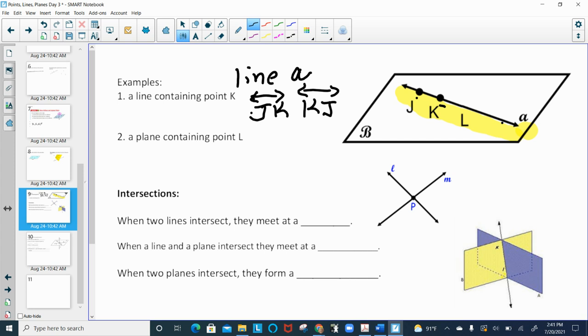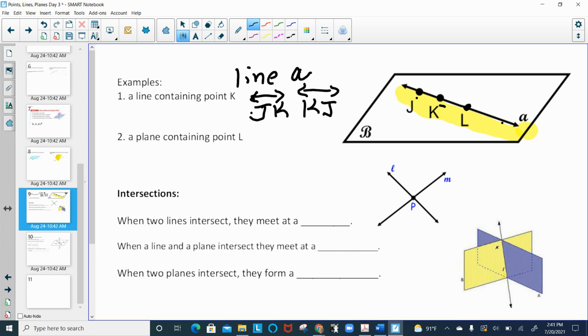Okay. Now, the second one, it says a point containing point L. So this is where I'm kind of led to believe that something's missing here. You know what I mean? Because they referred to it as point L, it must have a point. So if you want to go ahead and make that a point on your packet, I'm cool with that. I think it's a typo.